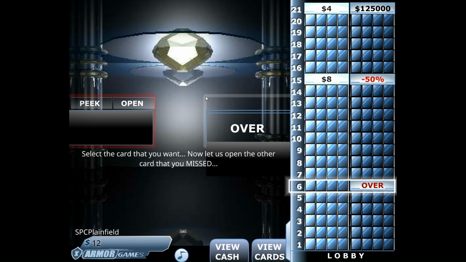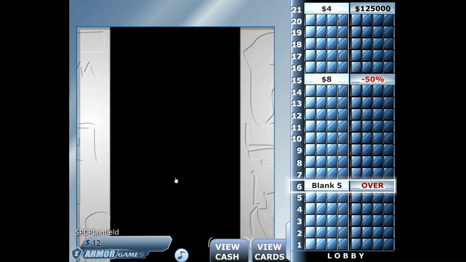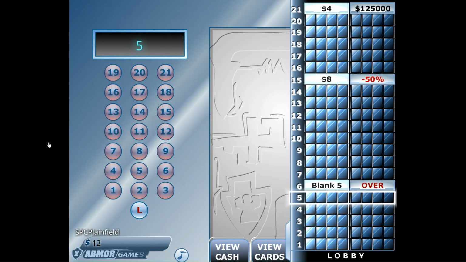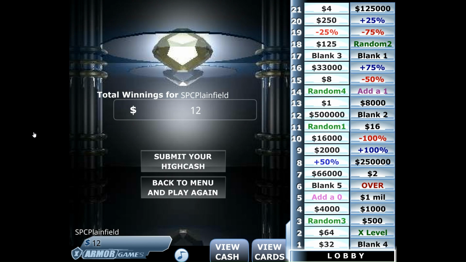It's over after 3 picks. Oh my goodness. This does not happen very often here. Let's see what's on the other side. Well, that was not good at all. We only won $12. Well, it's been a while since I think we got less than even $1,000. Well, this does happen.